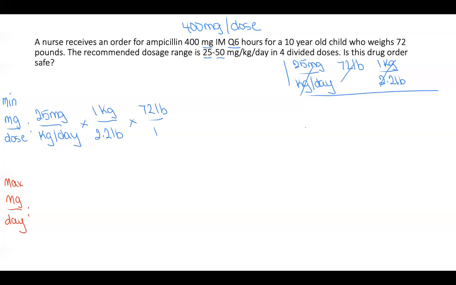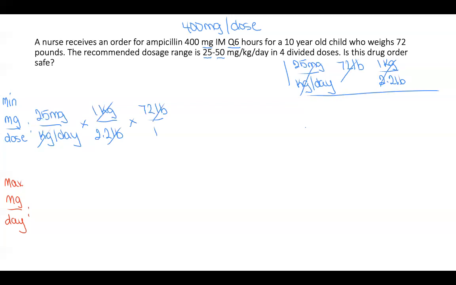Okay, now I've used everything in my box, so that means I need to cancel units of measure and see where I'm at. So I'm canceling kilograms and pounds, and I'm left with milligrams per day, which doesn't match what I'm looking for. I needed milligrams per dose.